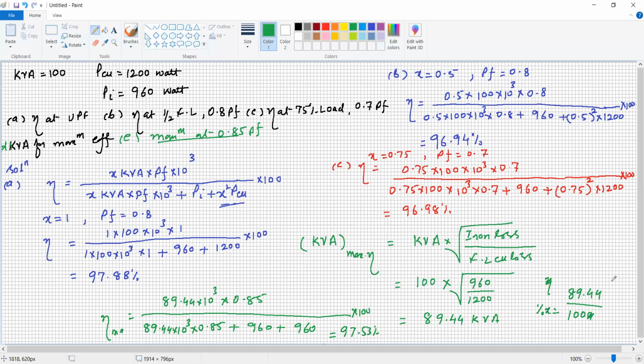So this is the one numerical based on transformer efficiency. Again, there are some more examples that will be covered in the next lecture.